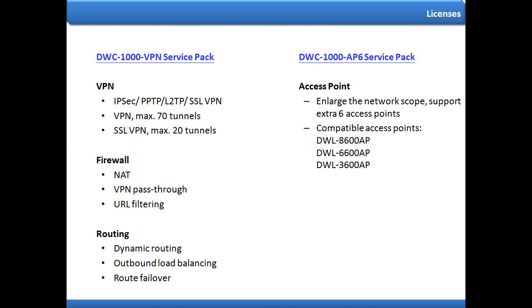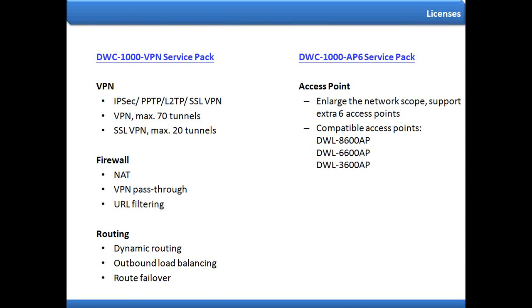With respect to some of the routing capabilities, once you unlock the license, it also unlocks dynamic routing. So this would be RIP version 1, version 2 routing. It also unlocks outbound load balancing and route failover, which I'll get into in a moment. But essentially what this allows you to do is connect the DWC 1000 to 2 separate discrete ISPs, and allows it to not only load balance between those access points, but it allows the DWC 1000 to fail over between multiple ISPs.